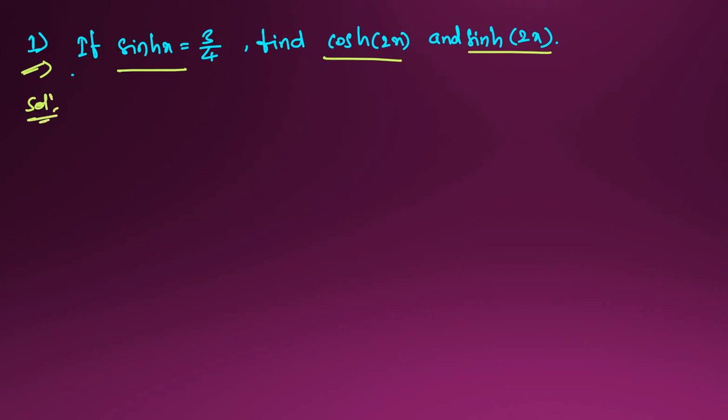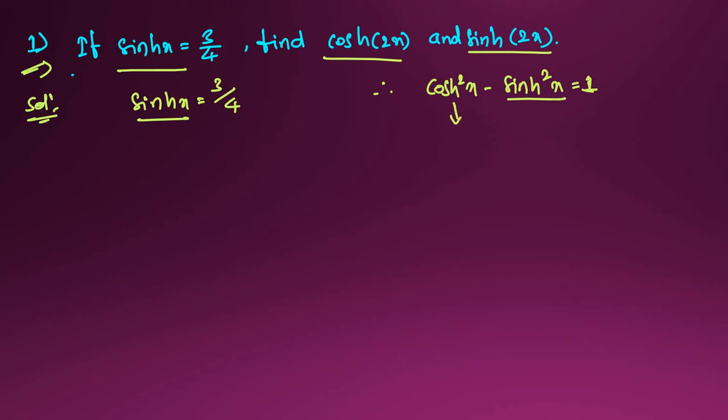Now the solution. Given that sinh x is equal to 3 by 4. So we know the identity, cosh square x minus sinh square x is equal to 1. Using this, we will put the sinh value in this one, and we will get the cosh square x value. Now from this identity I am writing cosh square x minus sinh square x is equal to, how much?